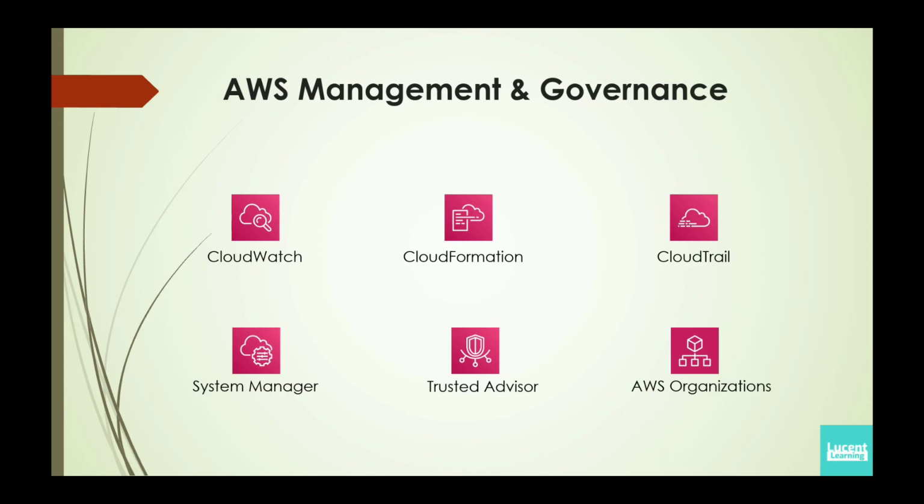AWS Organizations is an account management service that lets you consolidate multiple AWS accounts into an organization that you create and centrally manage. Whether you are a growing startup or a large enterprise, AWS Organizations helps you to centrally manage billing, control access, compliance and security, and share resources across your different AWS accounts.